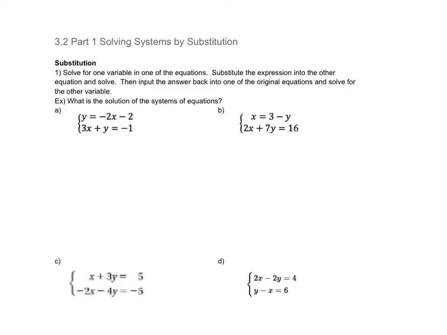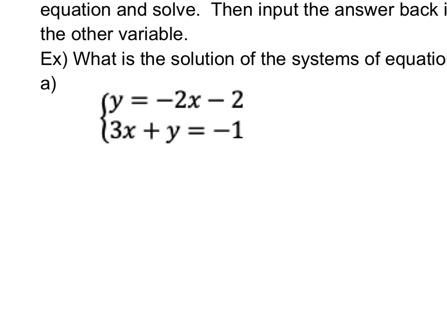You're going to get the same kind of answer. So you're still going to have an answer that is an ordered pair. So you have to write it in parentheses, like (-2, 4), or something like that. Okay, so this is solving by substitution. So let's just get into the first problem.